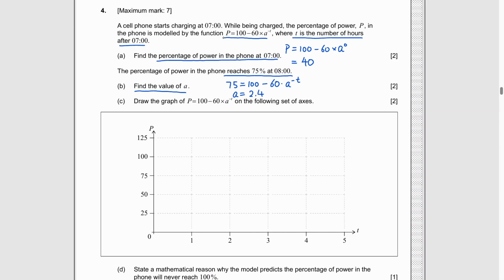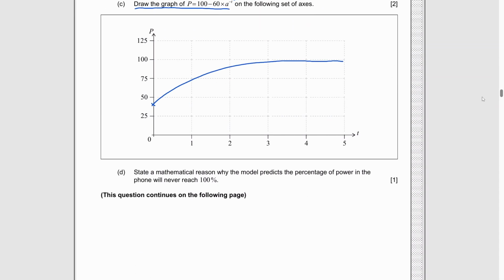Part C. We need to draw the graph of this function. Use the calculator and make sure to label the intercepts. Also, show clearly that the graph passes through the point (1, 75) since that was given in Part B. Part D. Why can the percentage of power P never reach 100? Because it's an exponential function with a horizontal asymptote at P equals 100. So the graph gets closer and closer but never actually reaches 100%.